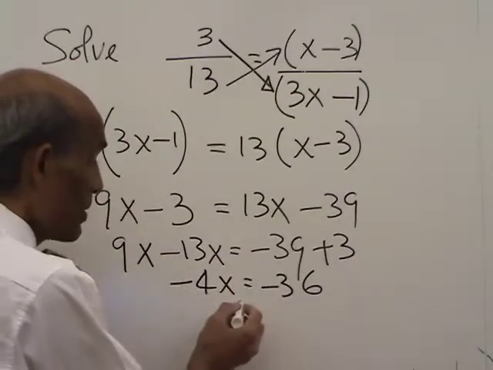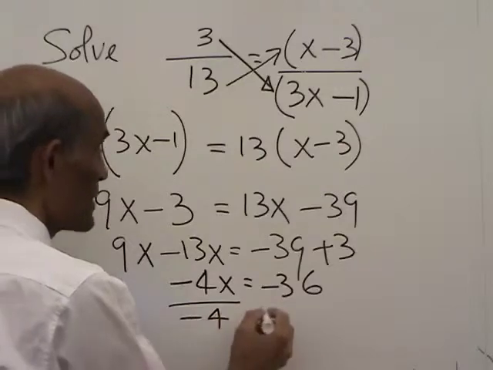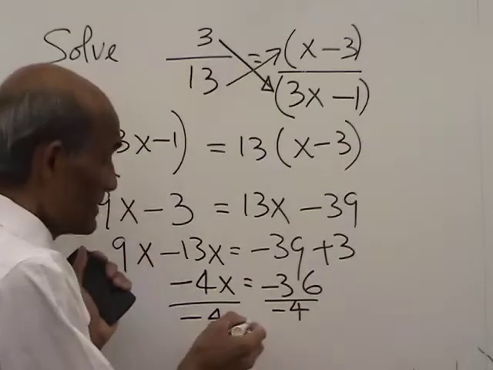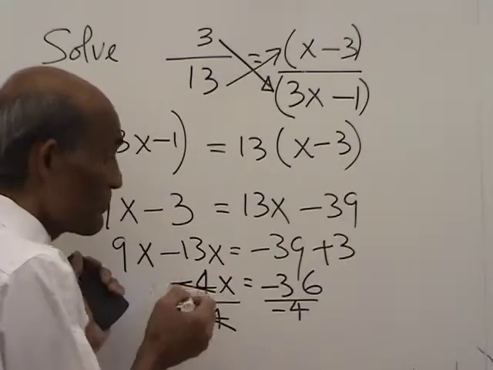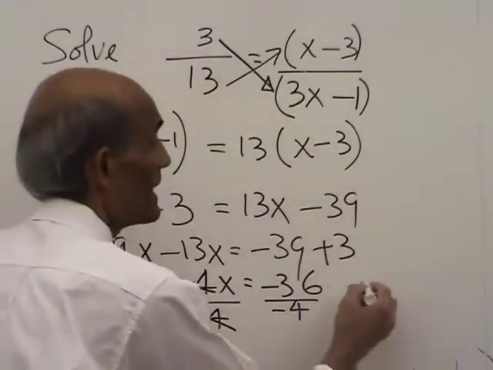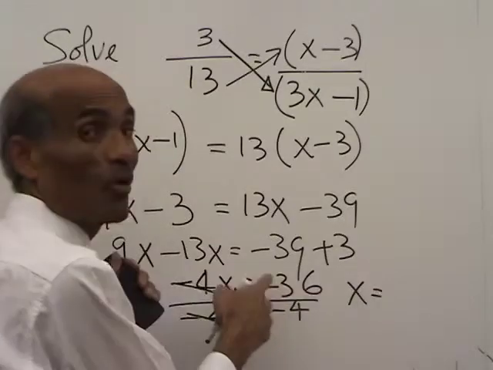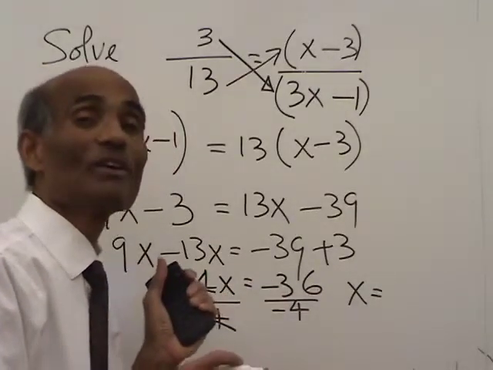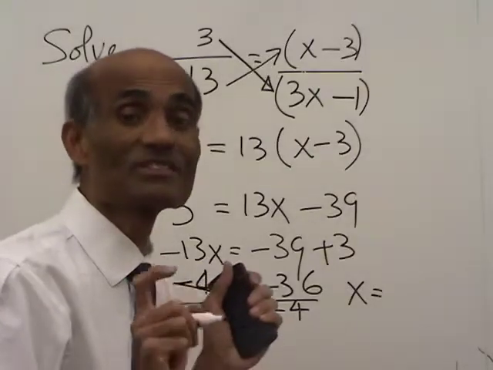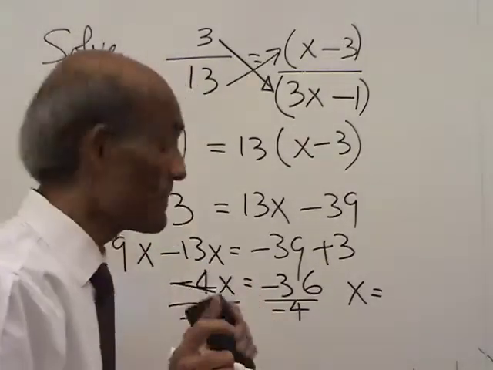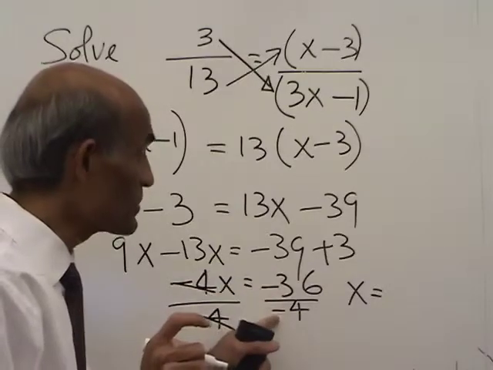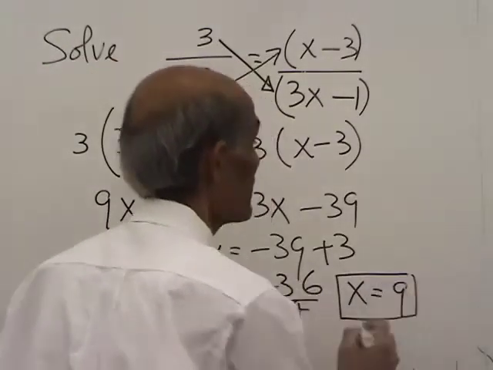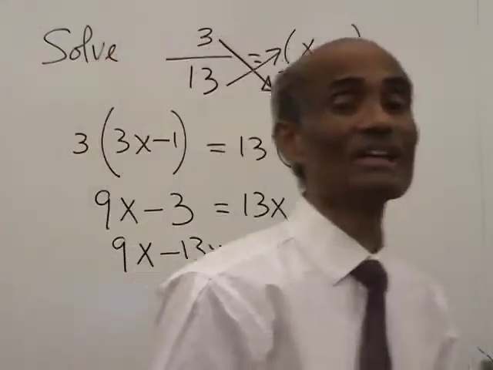To get x alone, divide the left by negative 4, the right by negative 4. The negative 4 and the negative 4 cancel. We get x equal to, what is negative 36 divided by negative 4? 4 goes in 36 9 times. Therefore, negative 36 divided by negative 4 is 9. x equal to 9 is the answer.